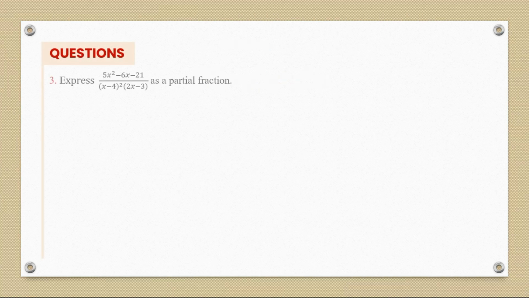So moving on to question number 3, I'm being told to express 5x squared minus 6x minus 21 over x minus 4 squared into 2x minus 3 as a partial fraction. So how do we do this? I can already clearly see that this is a proper fraction, so that is a good thing. But then I can see that x minus 4 squared is a repeated factor, and then 2x minus 3 is a linear factor, so that is okay. I can work with it like that.